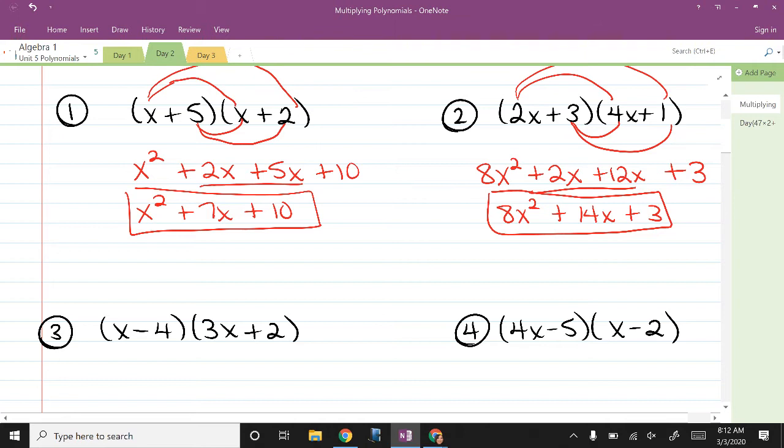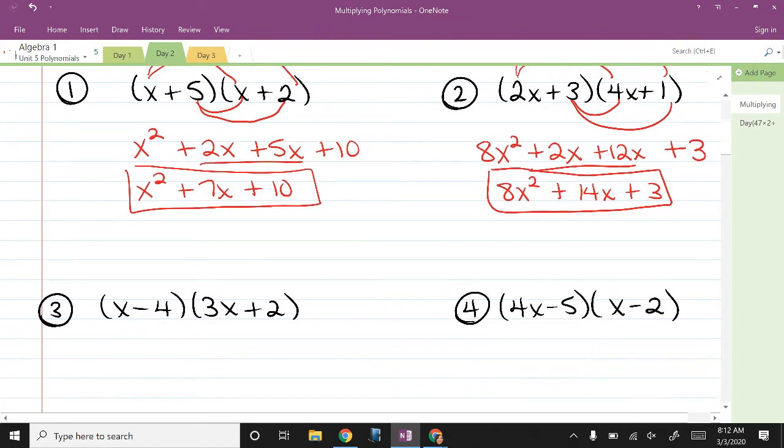Because there's just a variety of different things. All right, so number 3, they're going to start putting negatives in there for us. And when they do that, we just have to be more careful with our signs when we multiply. Remember, a negative times a positive is a negative, and a negative times a negative is a positive. Okay? So what do we multiply first on number 3?